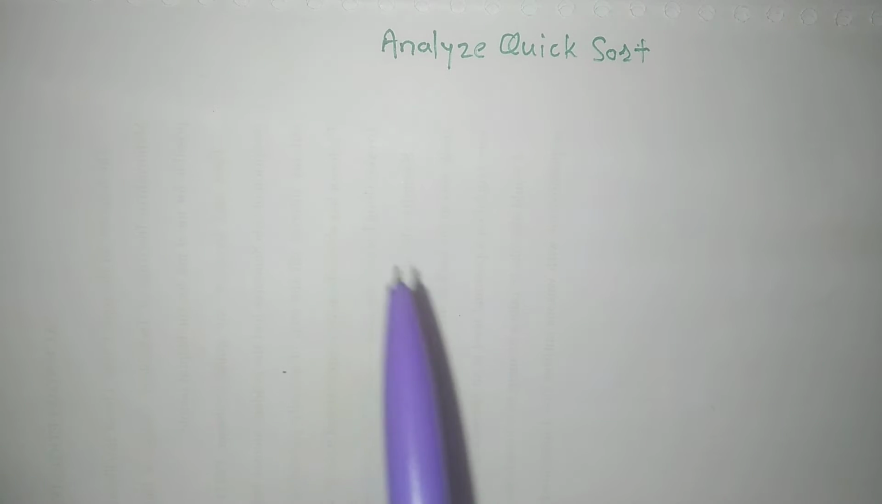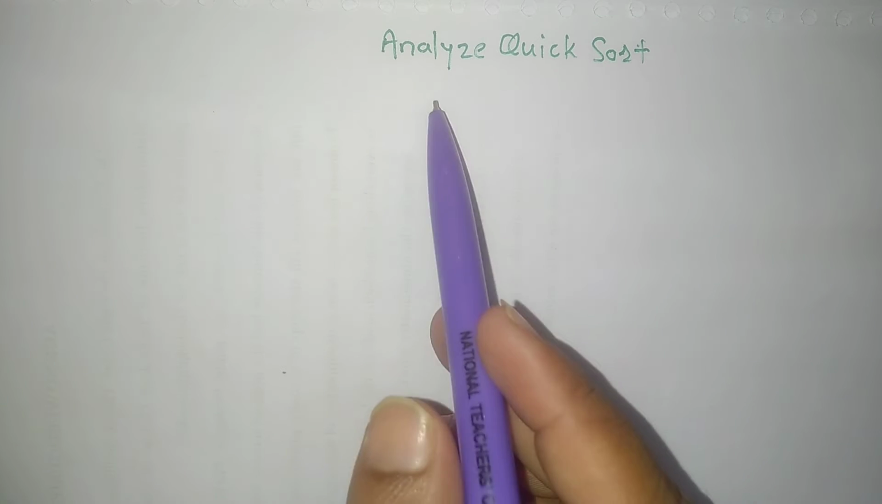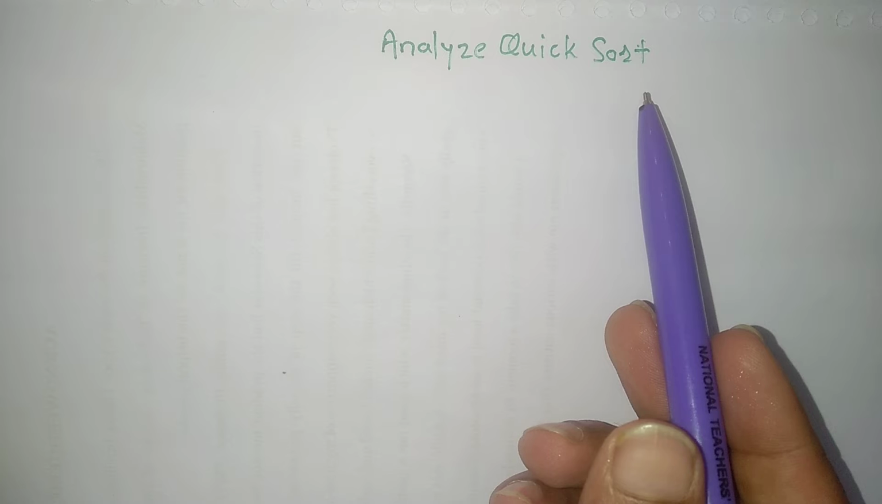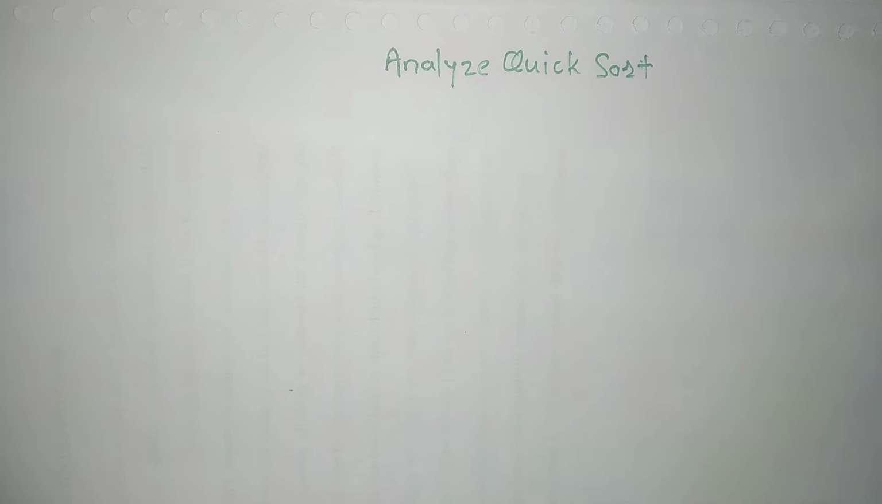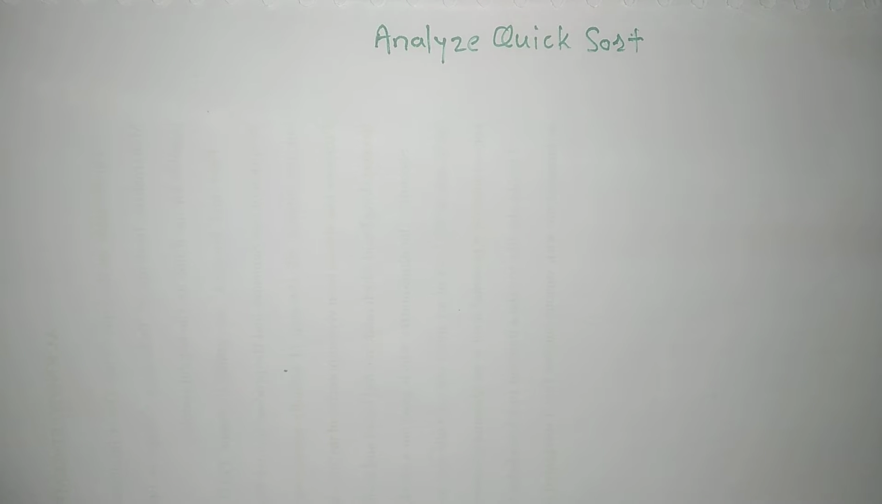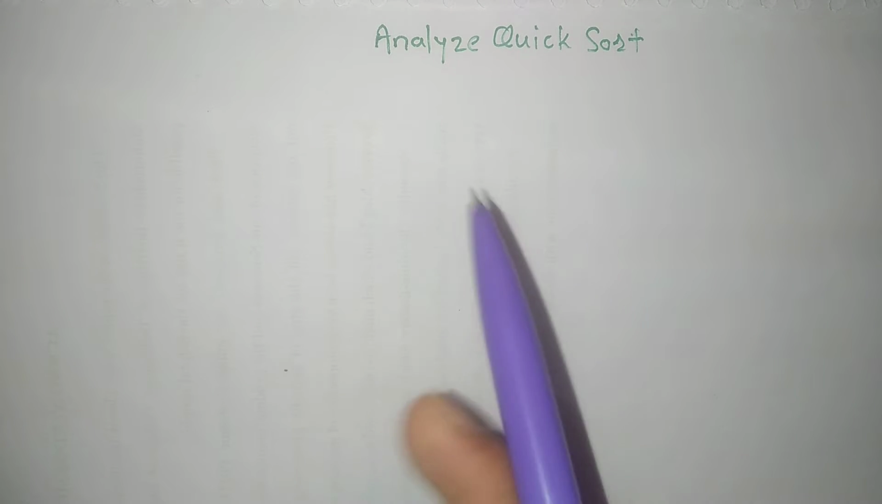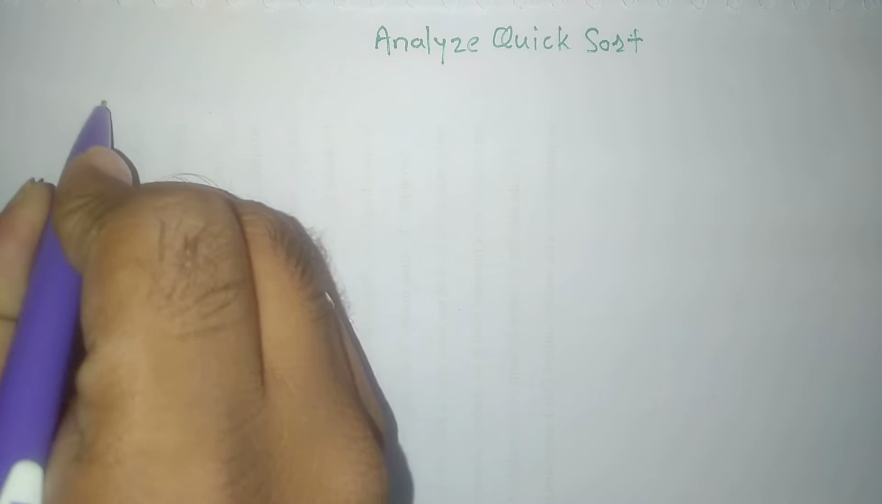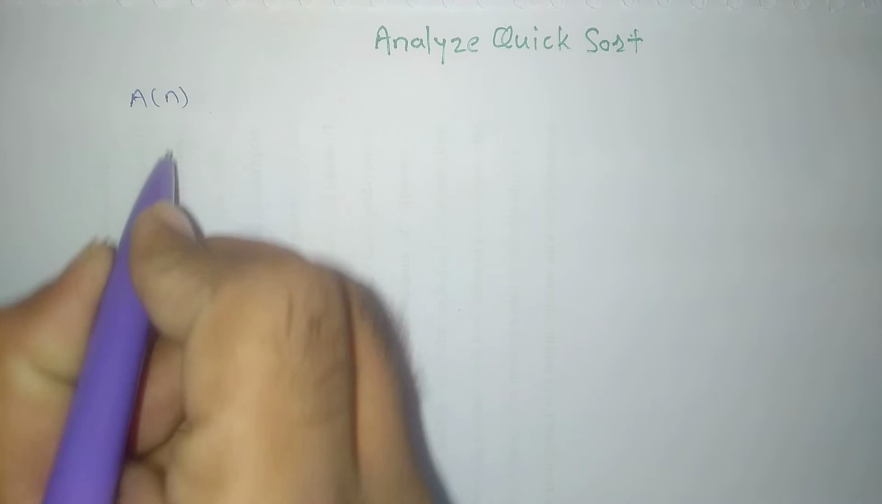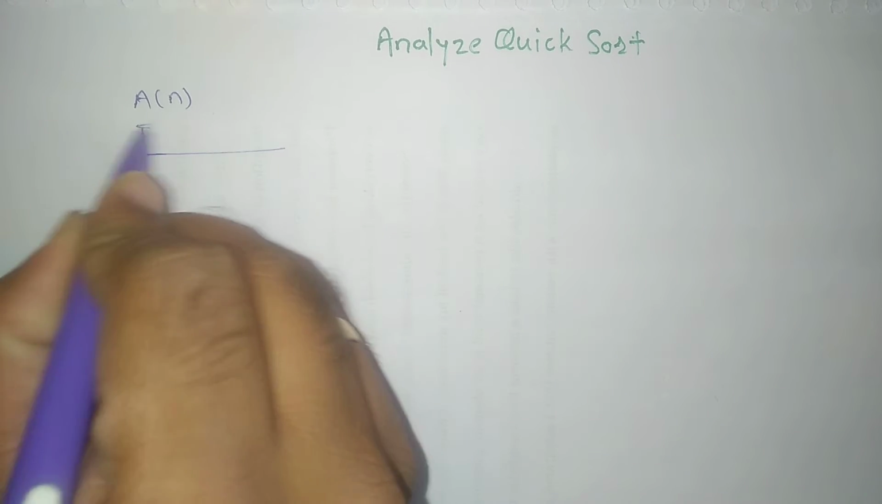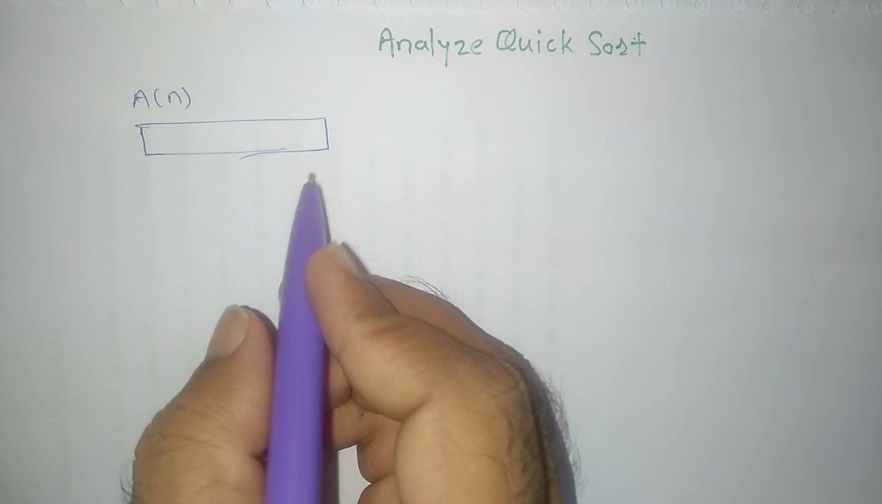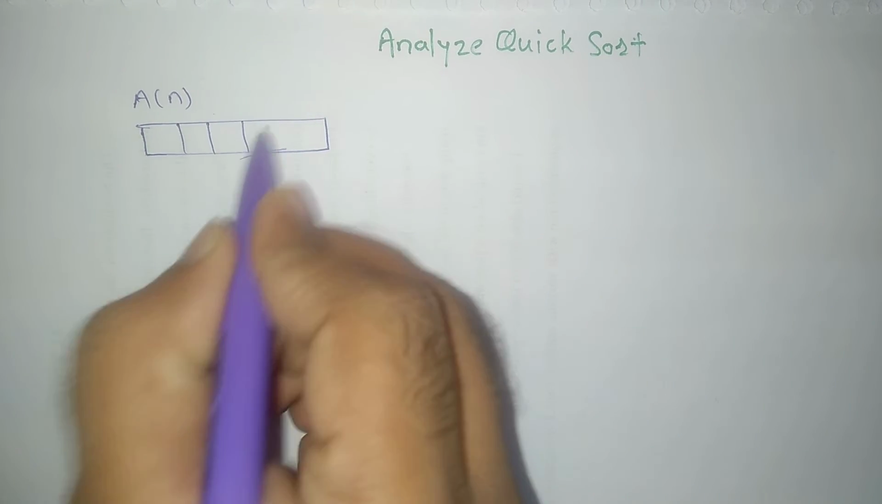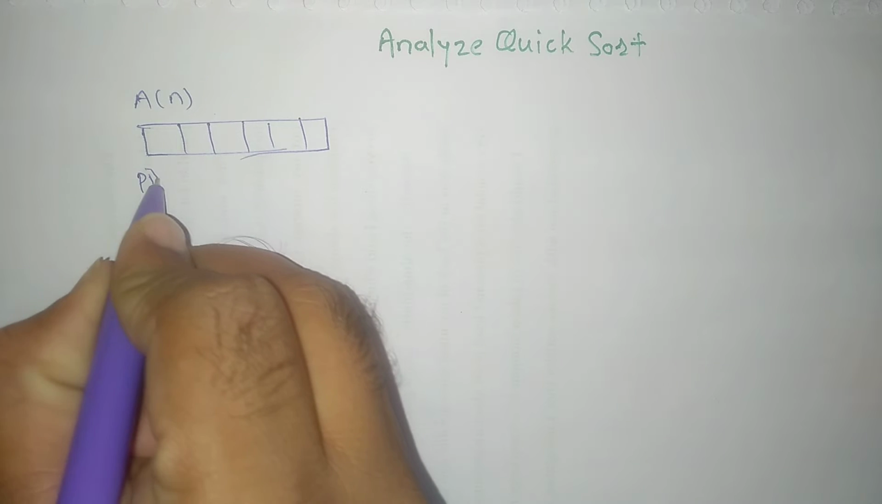Hello, in this lecture we are going to see the analysis of quicksort. First we'll try to understand what quicksort is, how it is going to perform, and then we'll try to find the recurrence relation and all. So for quicksort, I will have A of n, that array. In that array, I have to select a pivot element.